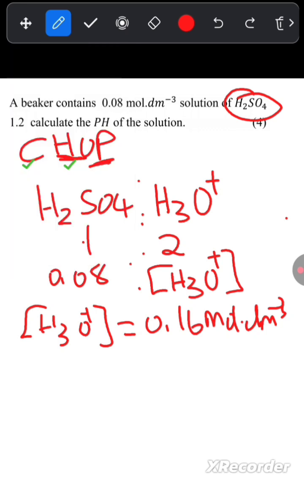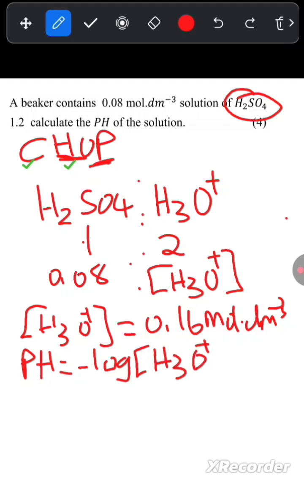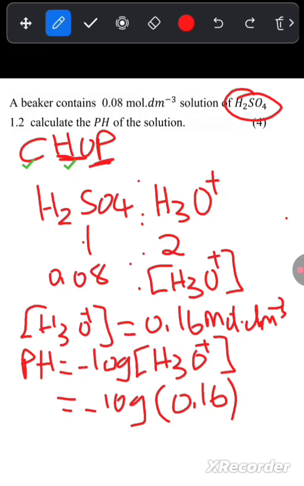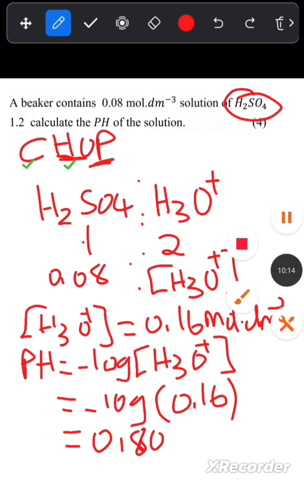You now find pH. So you say pH is equals to negative log concentration of hydronium ions. This is equals to negative log, the concentration of hydronium ions is 0.16. When I substitute the value, I now use round brackets. So the answer is 0.80. That is the pH of the solution.